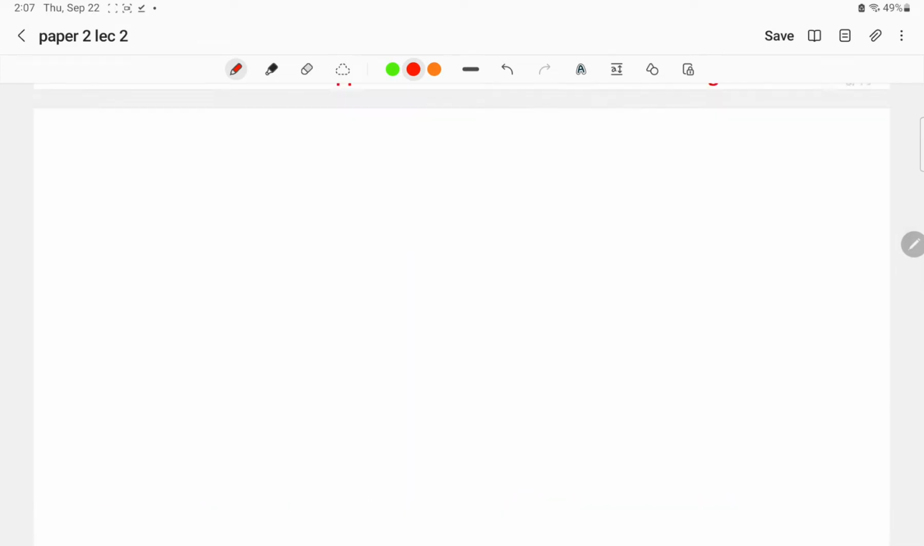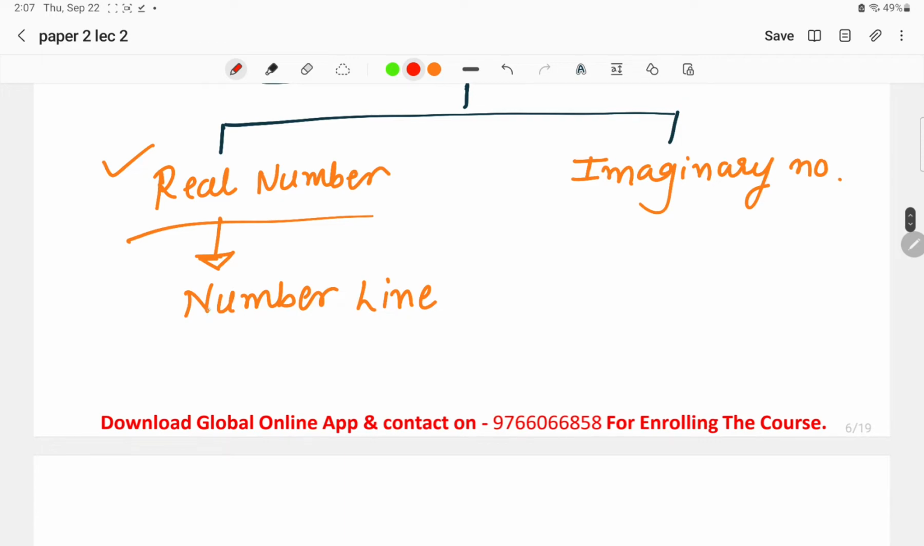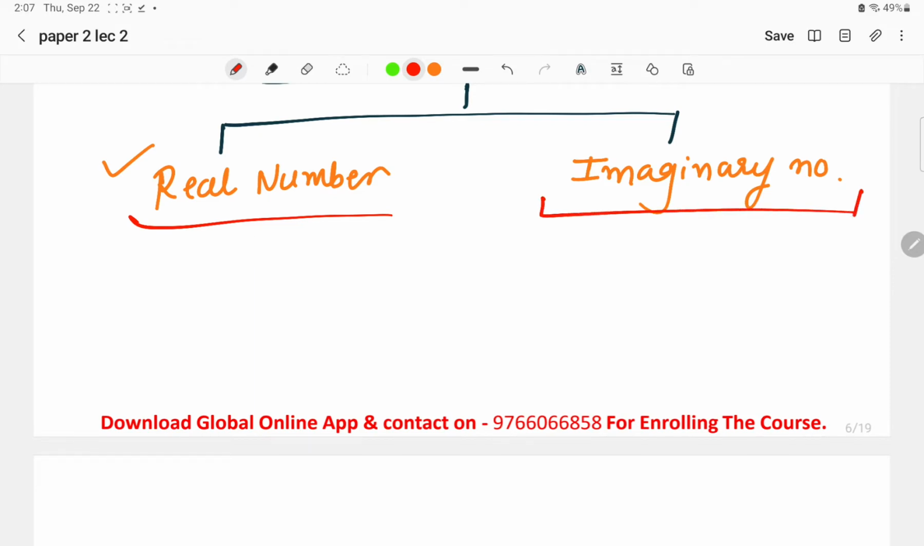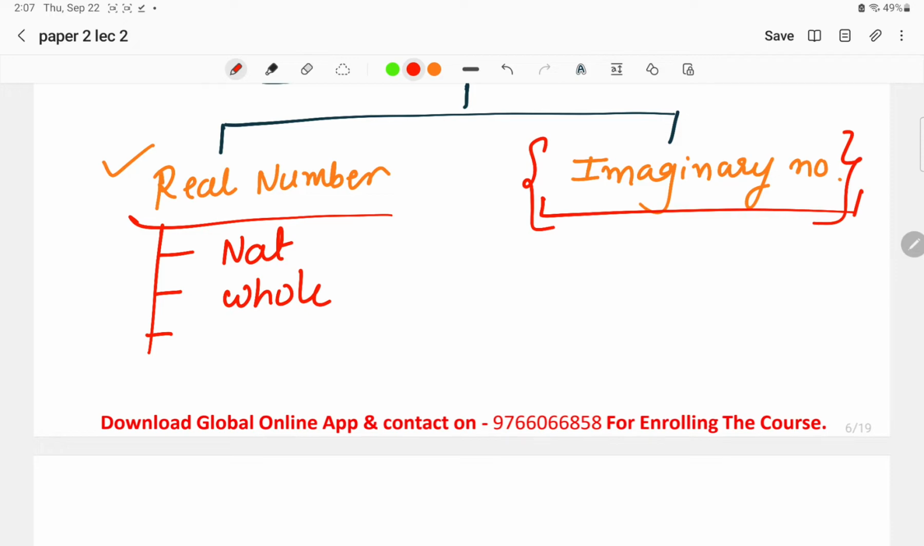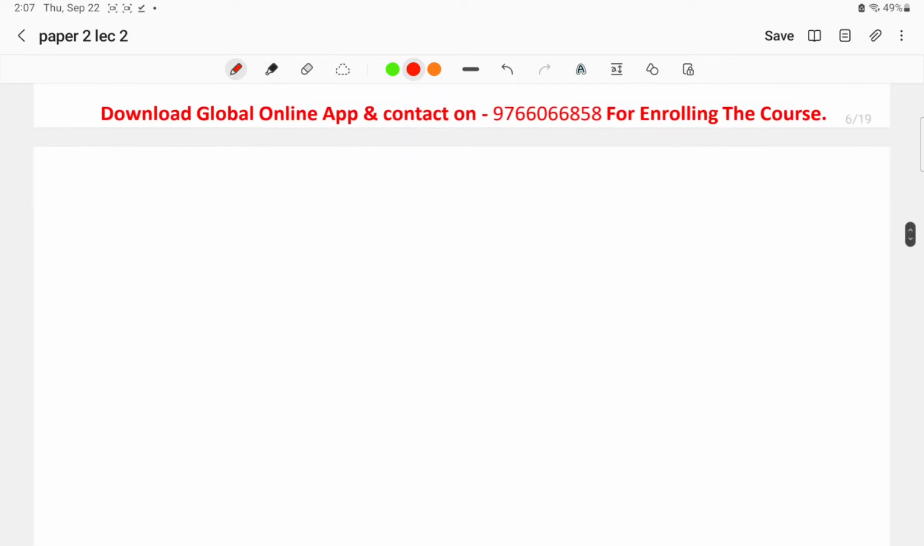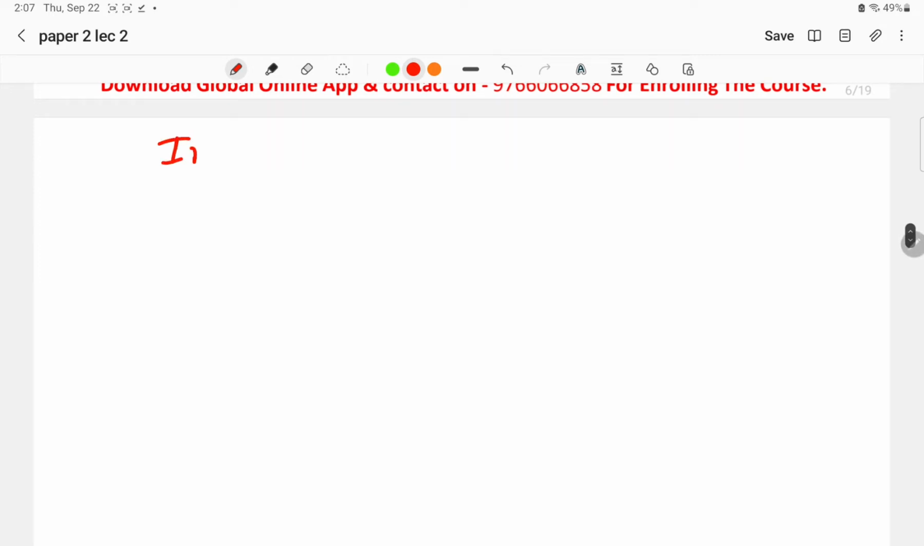Now we will see the classification of real numbers. But the very first thing, before moving to the real numbers, we will discuss the imaginary numbers. Now what are the imaginary numbers? Let us discuss that first, then we will jump to the real numbers. Actually the real numbers classification consists of the natural numbers, the whole numbers, and so on. These are covered under the real numbers. So to understand the imaginary number first, now what are the imaginary numbers?